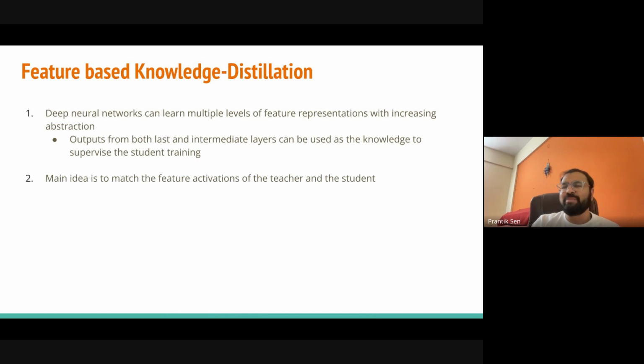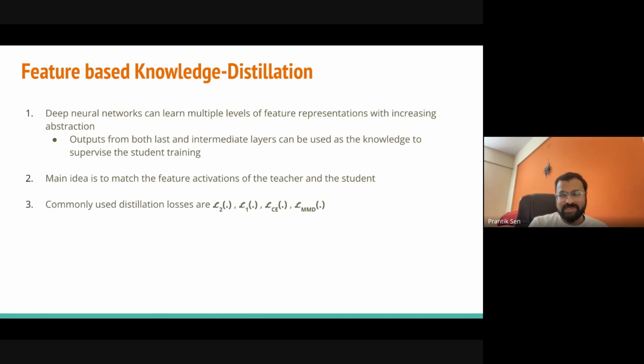And the main idea is to match the feature activations. Previously, we were matching the logits. Here we are matching the feature activations. Now, these are the commonly used losses: L2 loss, L1 loss, cross entropy loss, or maximum mean discrepancy losses. You can look for this. L2, L1 are pretty common. Cross entropy is also pretty common. MMD basically tries to match the mean of two distributions in the feature space.